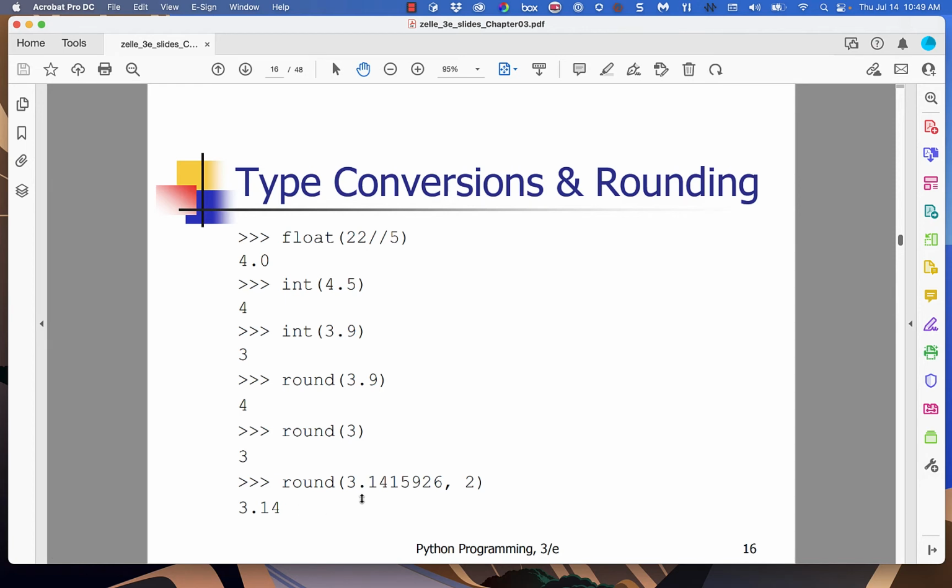If we want to round 3 point blah, blah, blah, I think this is the pi number, comma, 2 decimal places, then we're going to get 3.14. Now it's 14 because the next of the digits is a 1. Okay, if we, for instance, said we wanted to do this to 1, 2, 3, 4 digits, okay, we would get 3.1416 because the next digit is a 9. Okay.